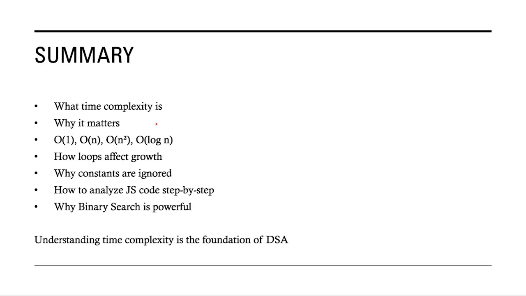So let's summarize. Today we learned what time complexity is, why it matters, the difference between O(n), O(1), O(n²), O(log n), how to analyze loops, why constants are ignored, and why binary search is powerful. If you understand this topic clearly, you have built the foundation of DSA. Time complexity is not about memorizing formulas, it is about thinking: if input grows, how does the work grow? From today, whenever you write a loop, ask yourself, what is the time complexity of this code? That habit will make you a strong developer.